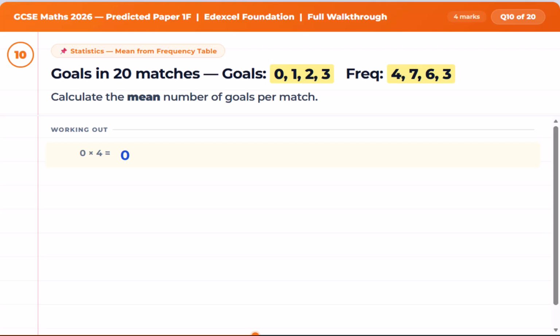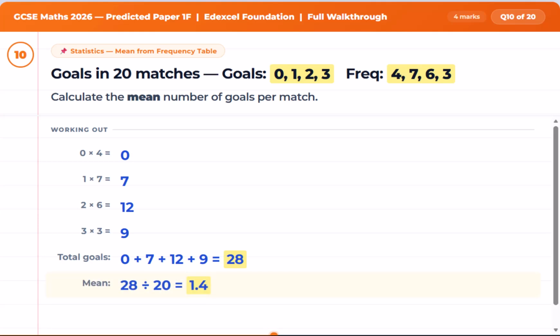0 times 4 equals 0. 1 times 7 equals 7. 2 times 6 equals 12. 3 times 3 equals 9. Add all the products. 0 plus 7 plus 12 plus 9 equals 28 goals.